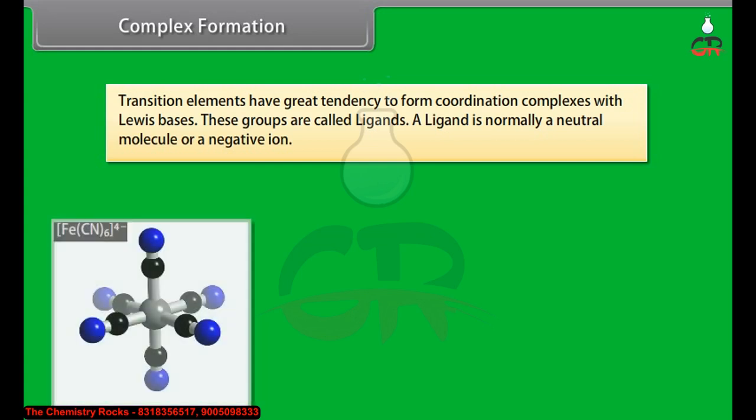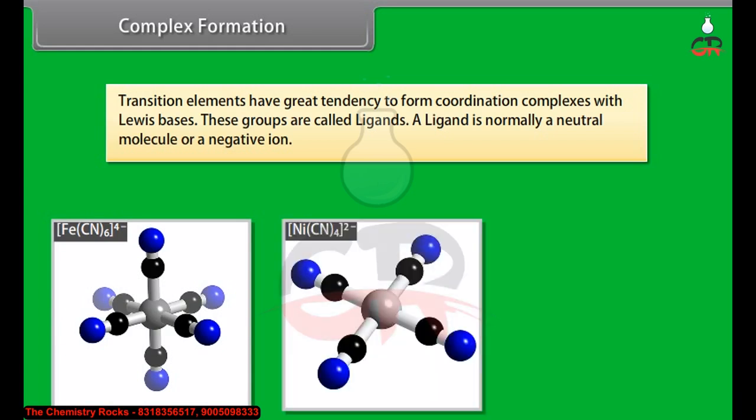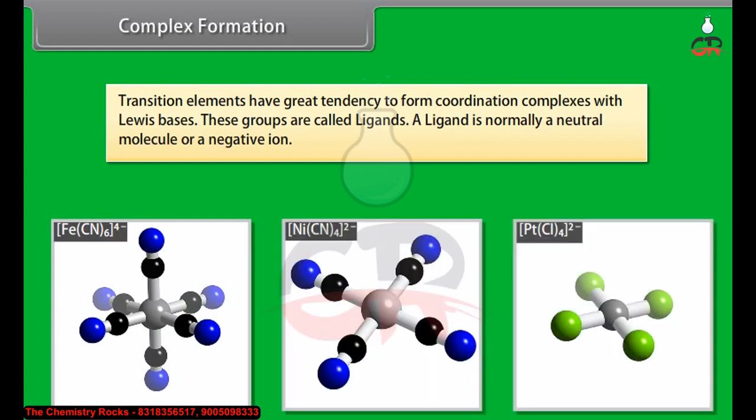For example, Fe(CN)6 negative, Ni(CN)4 negative, and PtCl4 negative.